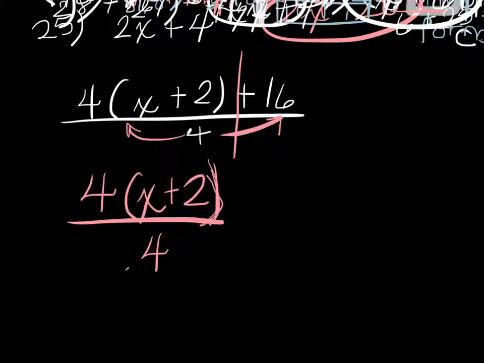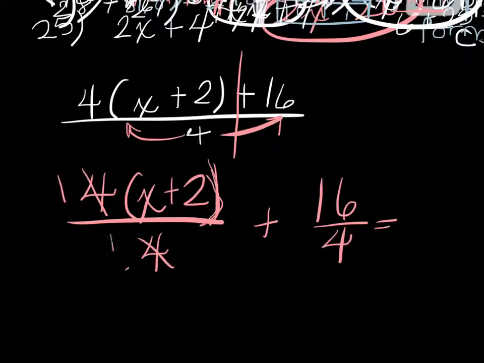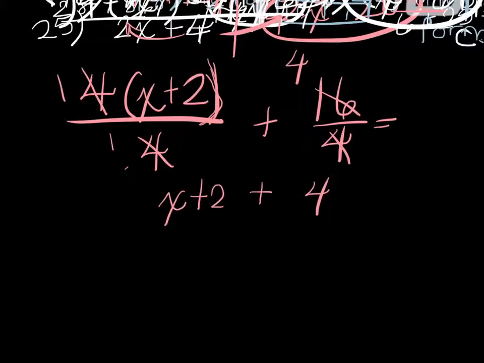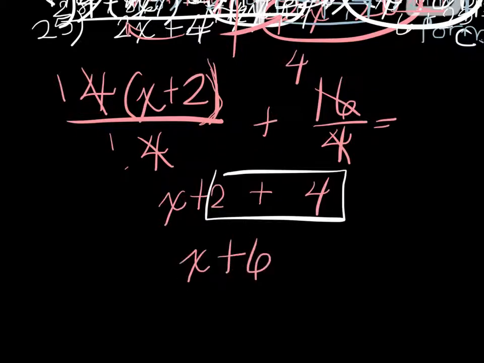And then I can say plus 16 divided by 4. And then I can cancel out those 4s. I have to divide anyway, I might as well do it now. And then I get 4. That leaves me x plus 2 here, plus the 4 that came from the 16 divided by 4. Then I can combine these like terms, and that gives me x plus 6.